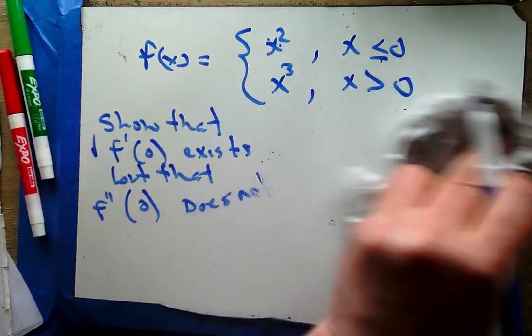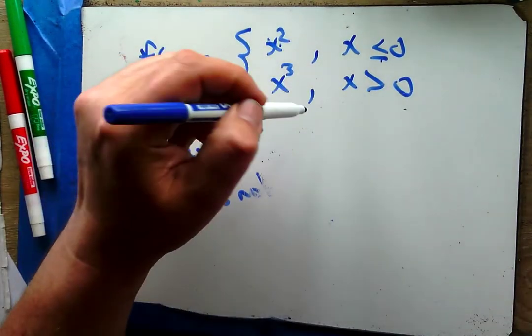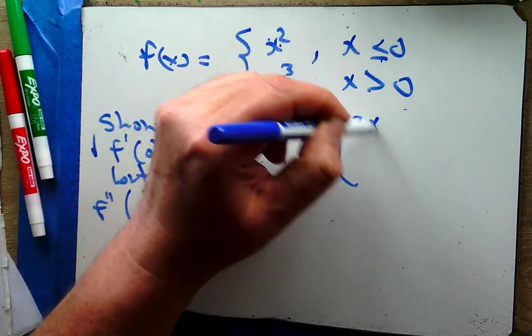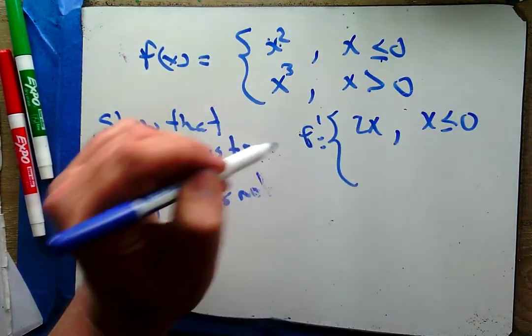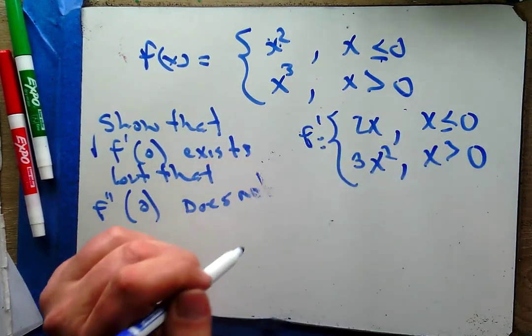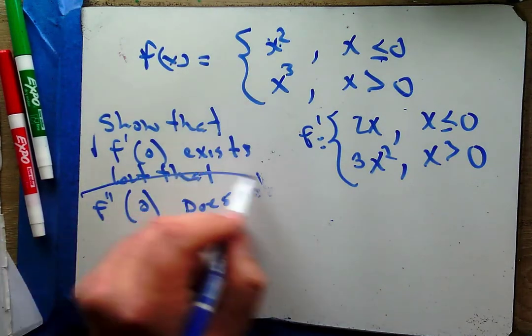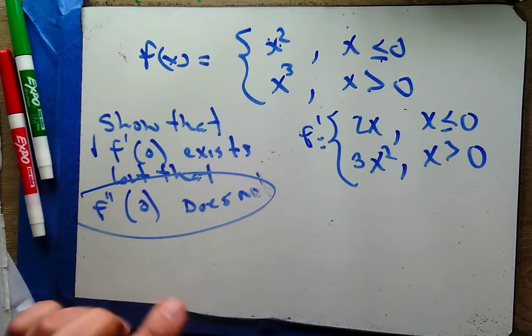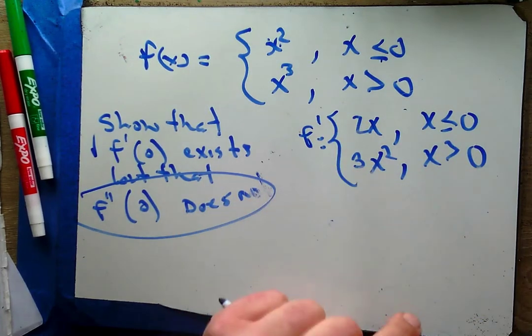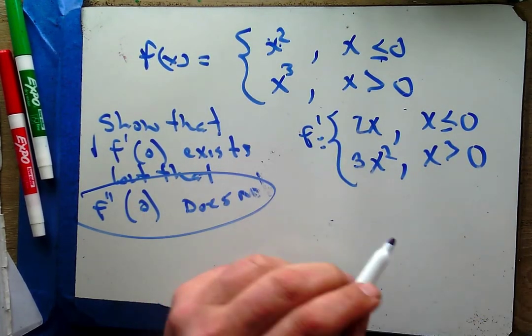All right, so let's see if we can do this. We said that f prime would be 2x for x less than or equal to 0, and 3x squared for x greater than 0. And now I want to show that this does not exist. Okay, so first, continuity. If I plug in my zeros, I get 0 equals 0. So I'm good on continuous.